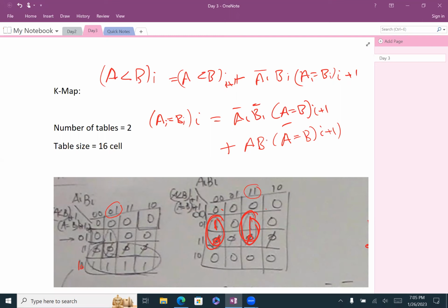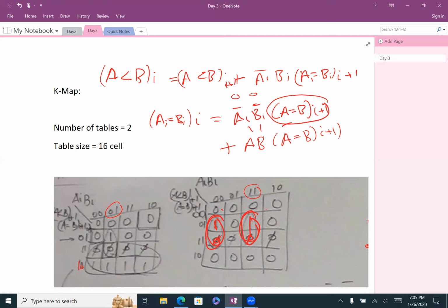First one is when my previous stage is already equal, and my current stage is still equal. And equal, how many equal conditions will we have? Either 0, 0 or 1, 1. That's why it's already equal in the previous stage, and then this one 0, 0 or 1, 1. So when you really think about the logic, it's really easy. You just have to think about it.